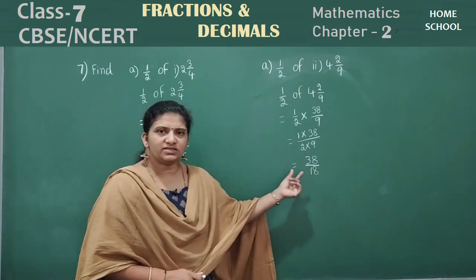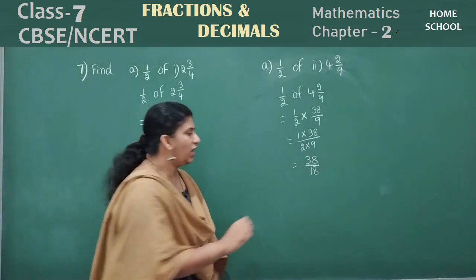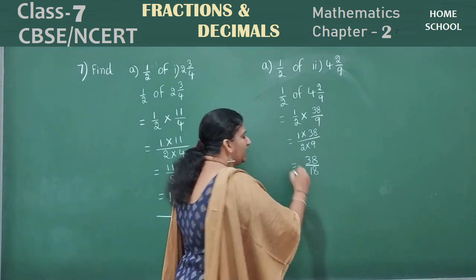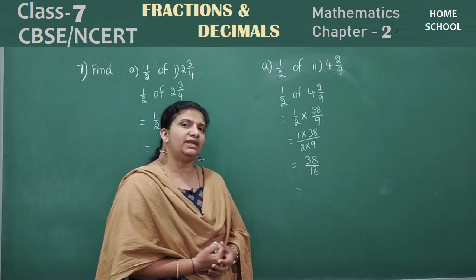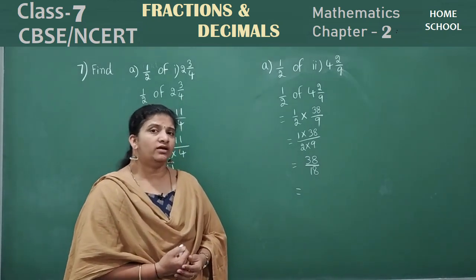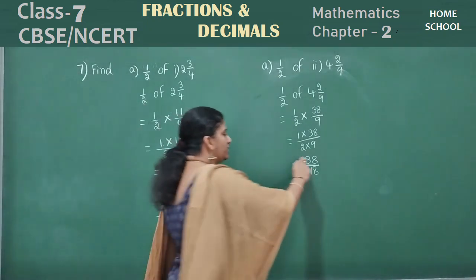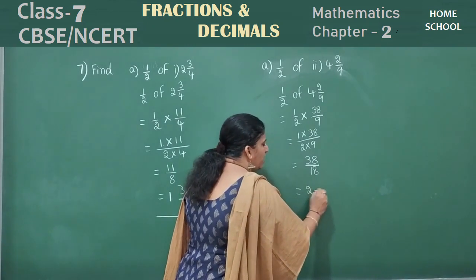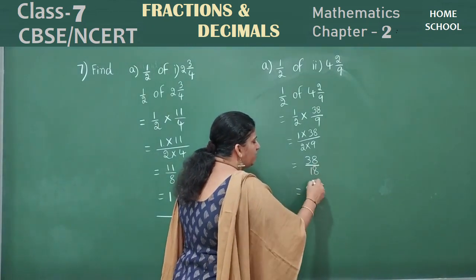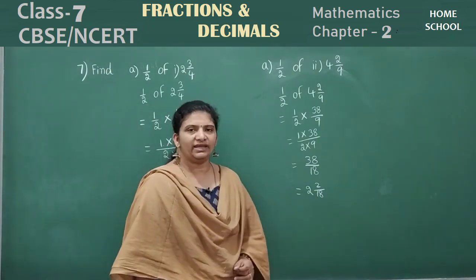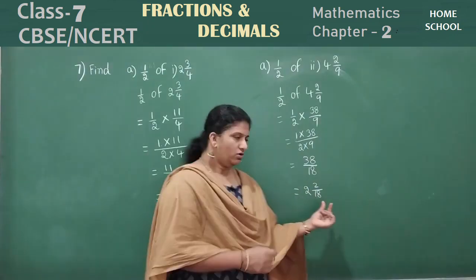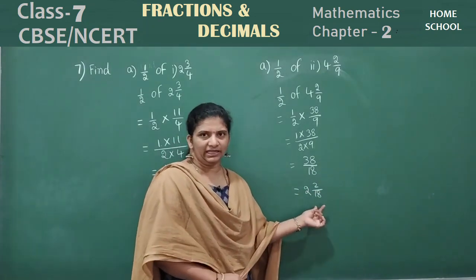Now, convert this into a mixed fraction. How can we convert? In the 18 table, where do you get 38, children? 18 twos are how much here? 36. So it is nearer. 18 twos are 36, 38 minus 36 will be 2. 2 2/18 is your answer. So we got 2 2/18.